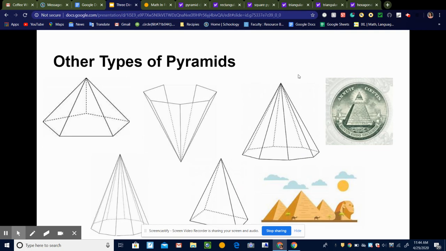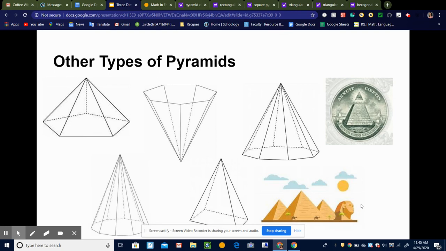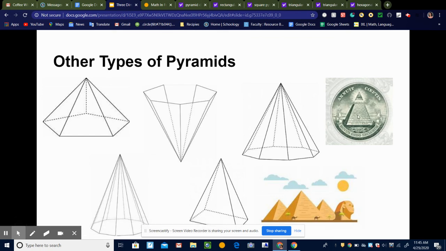So let's look at some other types of pyramids. So first, I want you to get this visual in your head because I think it'll help you remember a pyramid. If you can remember, it's like the pyramids in Egypt. Now, these are square pyramids because the bottom is the shape of a square, but the faces are all triangles. And then I put the Illuminati here too, so you can have that visual in your head as a pyramid.